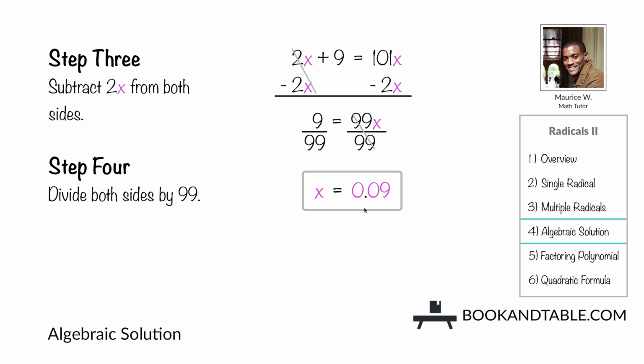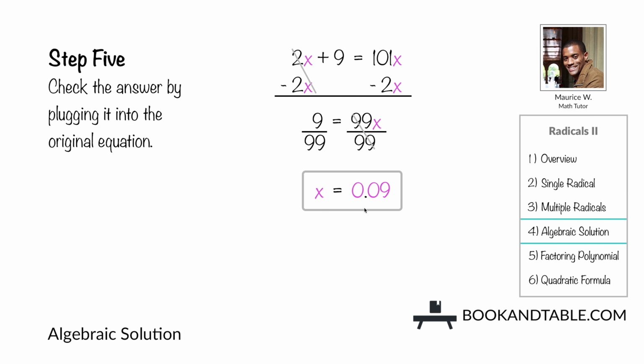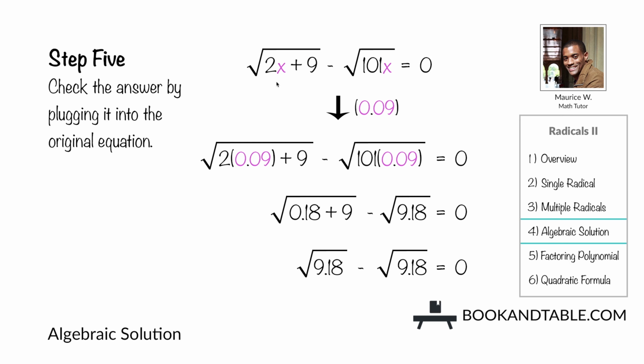And then step 5, to check this answer, plug it into the original equation. So the original equation was the square root of 2x plus 9 minus the square root of 101x is equal to 0. We plug in 0.09 in both places where we see x.